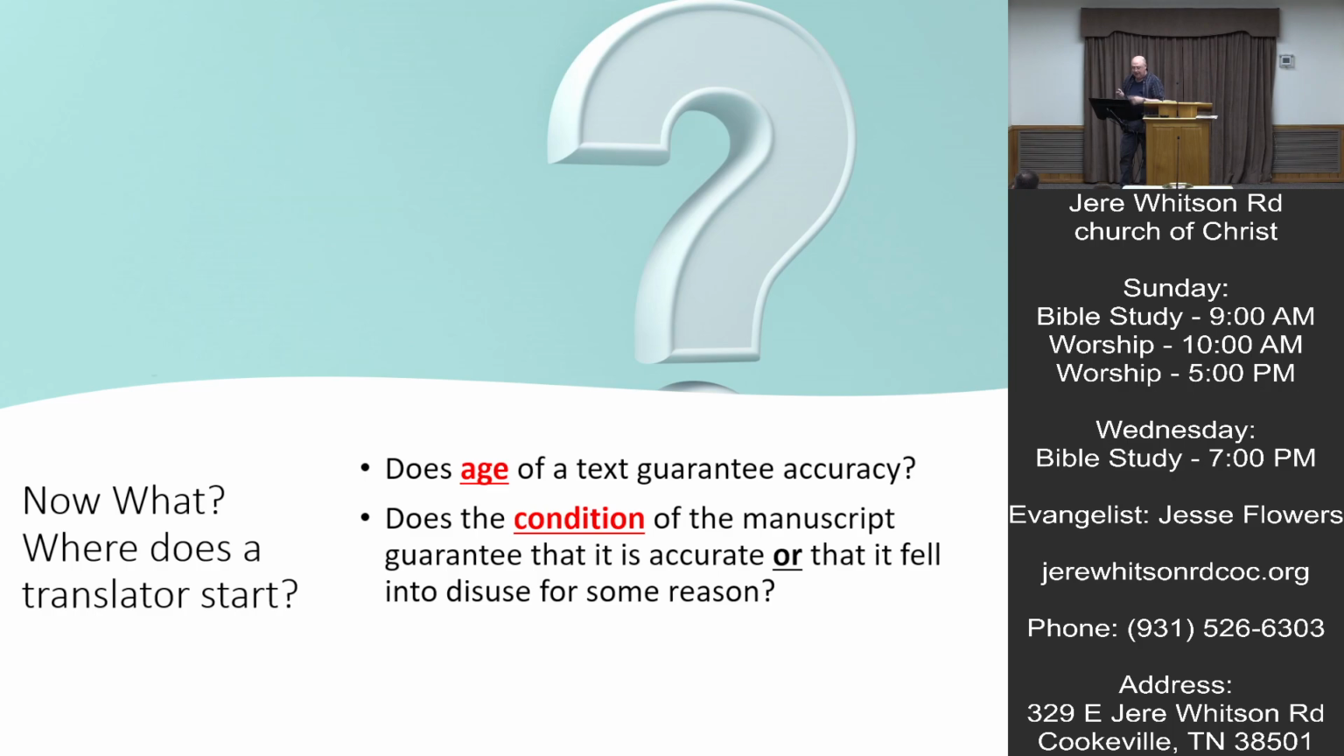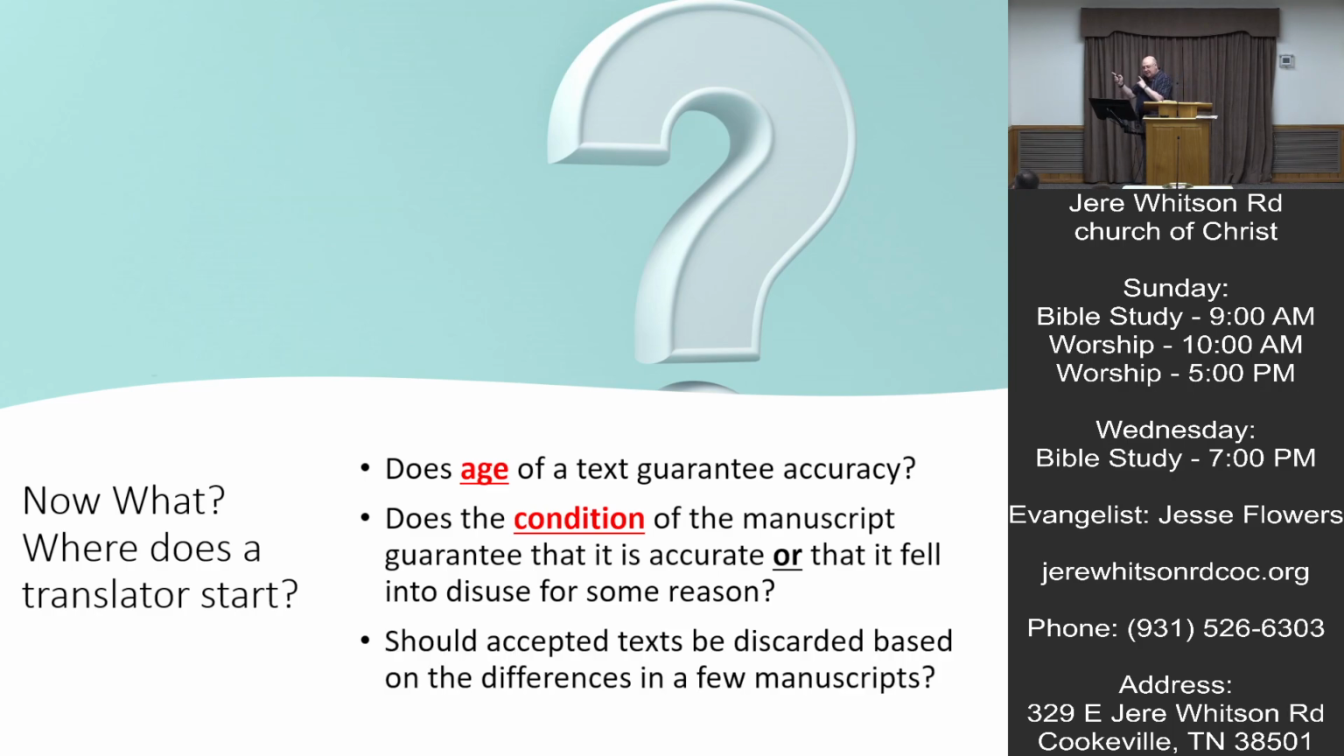This is something that now is going through people's minds. All right, should the accepted texts, and when I say accepted text, I'm talking about the Masoretic text, the Textus Receptus, should those and the sources of that information be just discarded just because you have newer manuscripts that disagree with them? Or older manuscripts, a few of those that you disagree with.